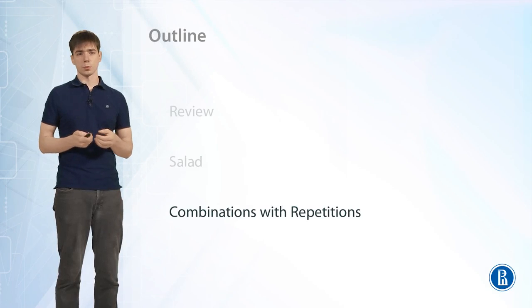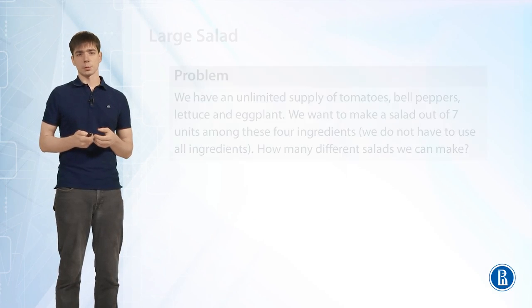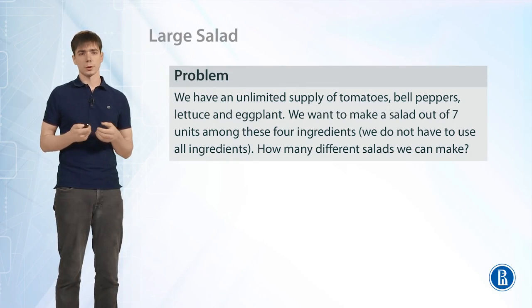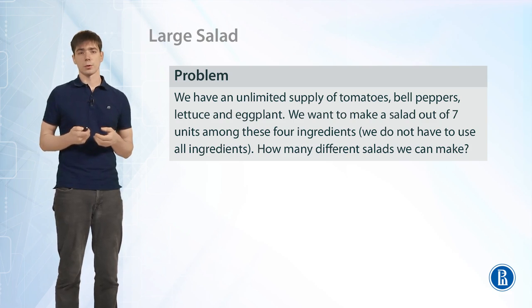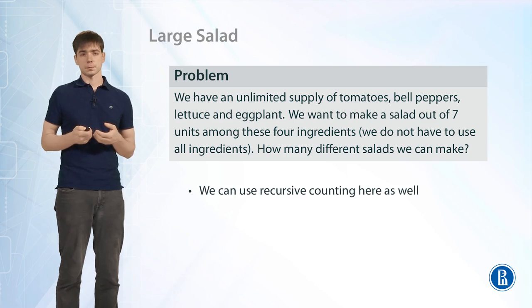Let's consider the following problem. We have now an unlimited supply of tomatoes, bell peppers, lettuce and eggplants. So we want to make a salad out of 7 units among these 4 ingredients. Again, we do not have to use all ingredients, we just have to pick 7 units among them. How many different salads can we make?